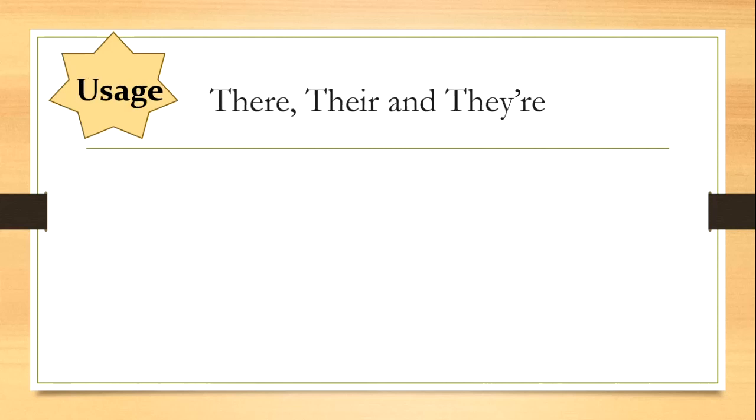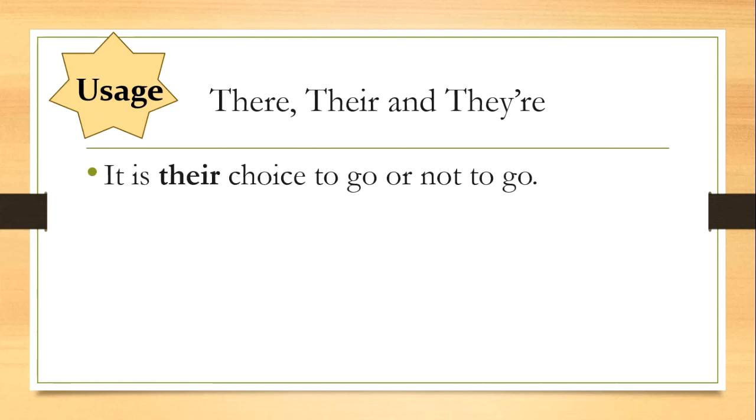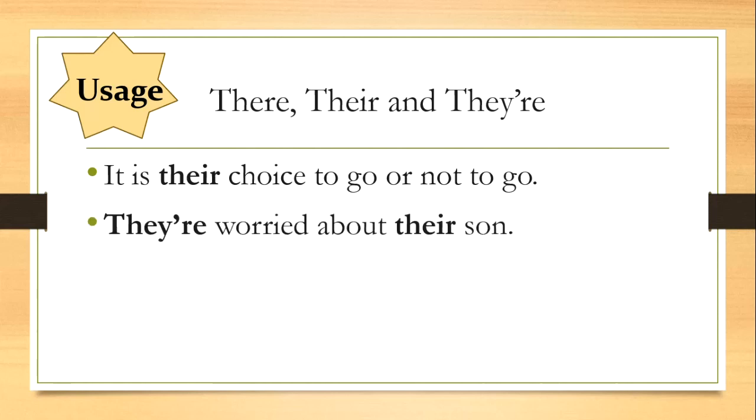Now let's see how to use their and they're. It is their choice to go or not to go. So their shows possession. They're worried about their son. The first they're is a contraction of they are, and the second their shows whose son he is.